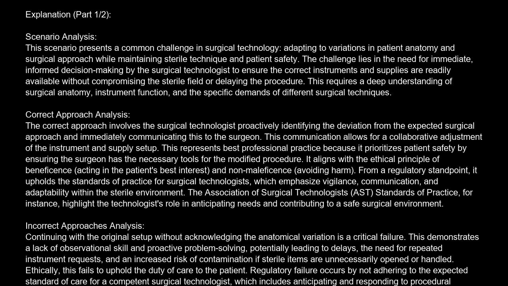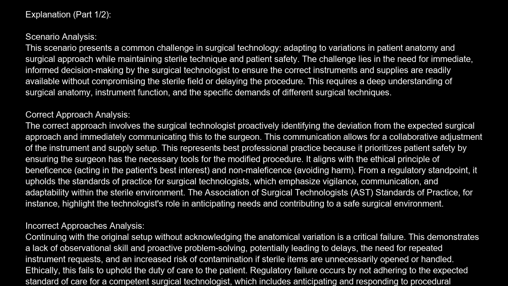Correct approach analysis. The correct approach involves the surgical technologist proactively identifying the deviation from the expected surgical approach and immediately communicating this to the surgeon. This communication allows for a collaborative adjustment of the instrument and supply setup. This represents best professional practice because it prioritizes patient safety by ensuring the surgeon has the necessary tools for the modified procedure. It aligns with the ethical principle of beneficence, acting in the patient's best interest, and non-maleficence, avoiding harm.